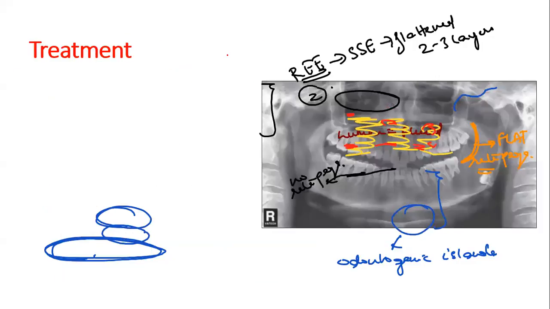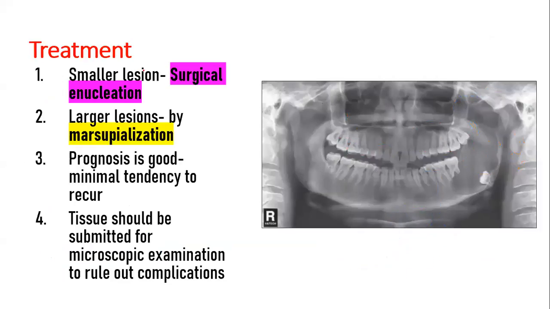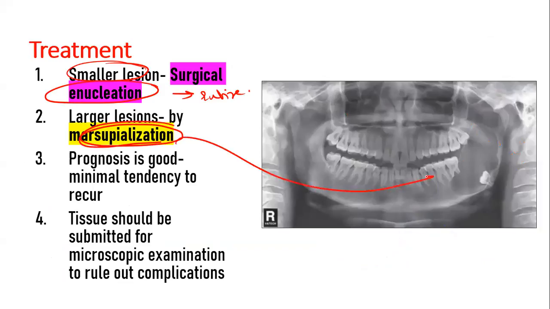Moving on to the treatment, this is quite simple. Smaller lesions, enucleate in toto. Remove the entire lesion in one shot with the lining and the connective tissue capsule. If it occurs in a larger size, as in this image, right? Here you can see a huge dentigerous cyst in the ramus area. You cannot remove this in toto. Okay, if you try to enucleate this entire thing in one go, you will definitely cause a fracture.